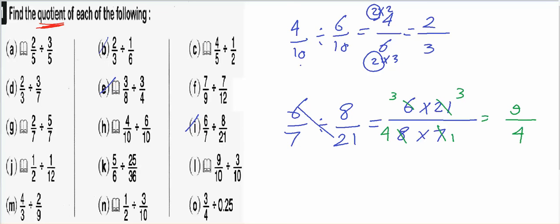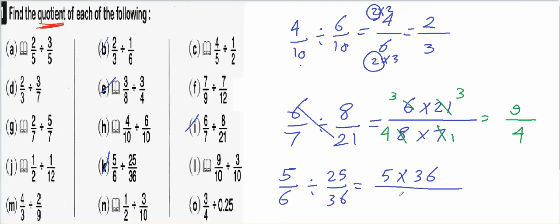Next, what about K? 5 over 6 divided by 25 over 36. 5 times 36, 25 times 6. Can we simplify it? Yes. 5 and 25 we divide by 5.